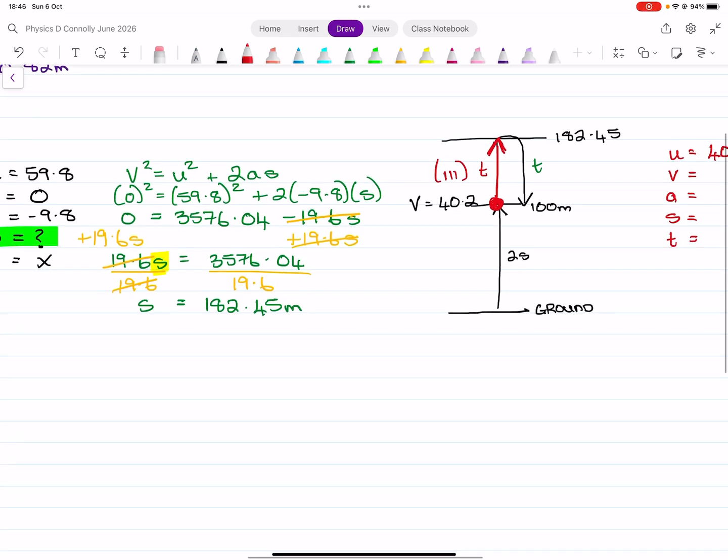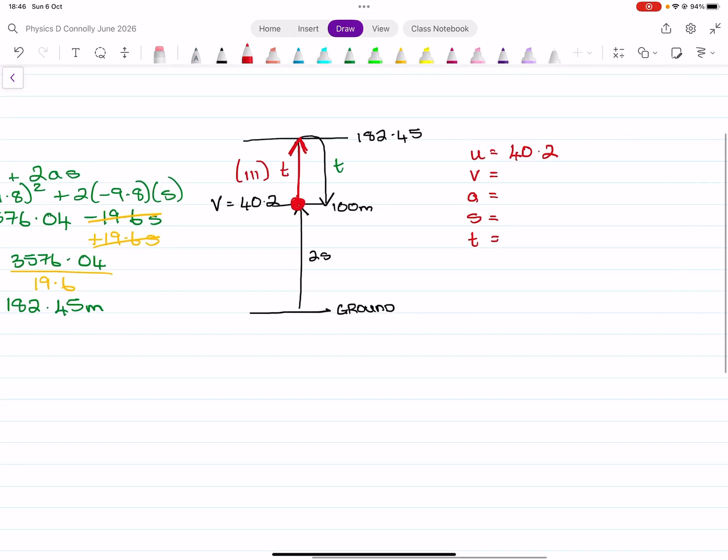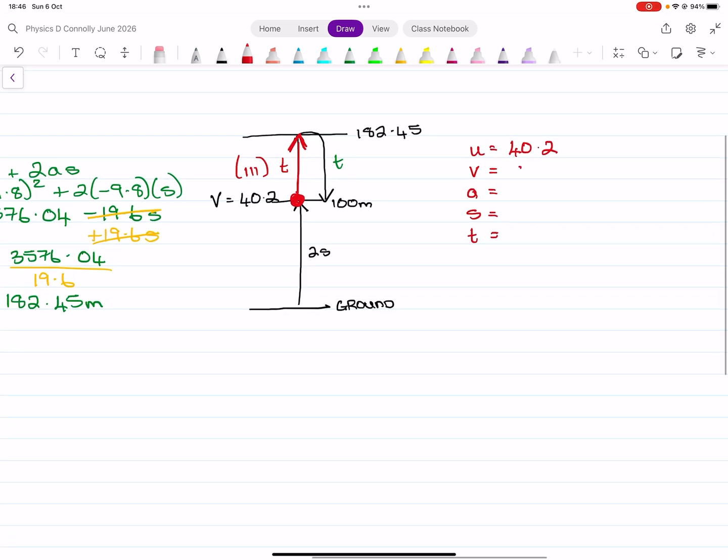I think I could probably figure this out a different way. Anyway, the final velocity is 0. This is minus 9.8. We possibly didn't even need it because we can figure out the distance. The distance is 82.45 and we just need to figure out the time. So I'd say we could have done that.